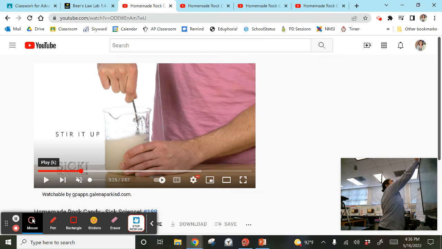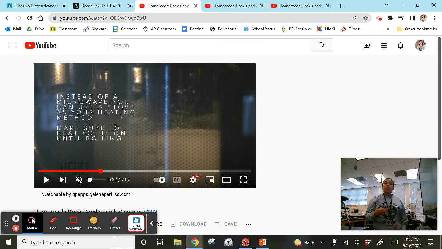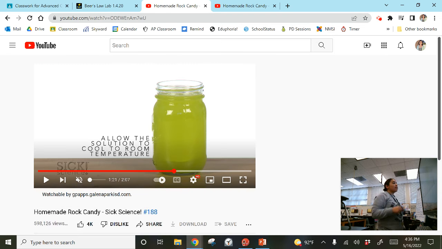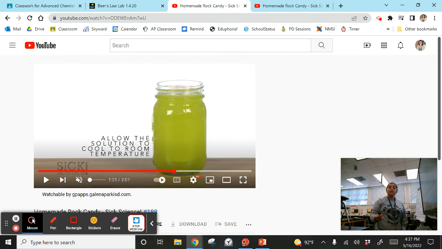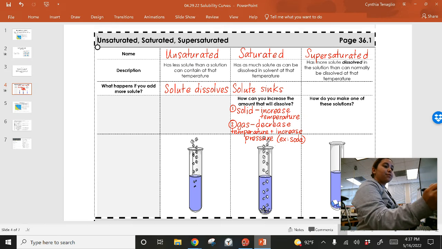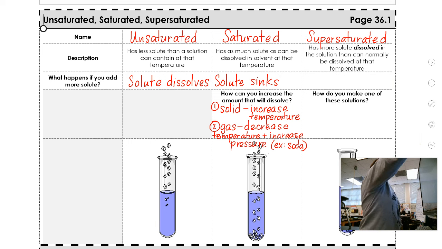So how did he attempt to push more to dissolve? Well, he put it in the microwave. So he heated up the solution until he got more of the sugar to dissolve. At that point, he allowed the solution to cool back down to room temperature. So those are the three steps for how you make a supersaturated solution.